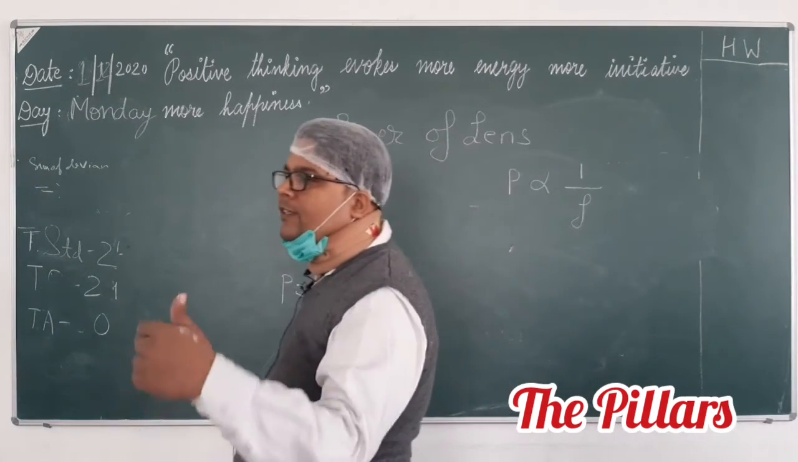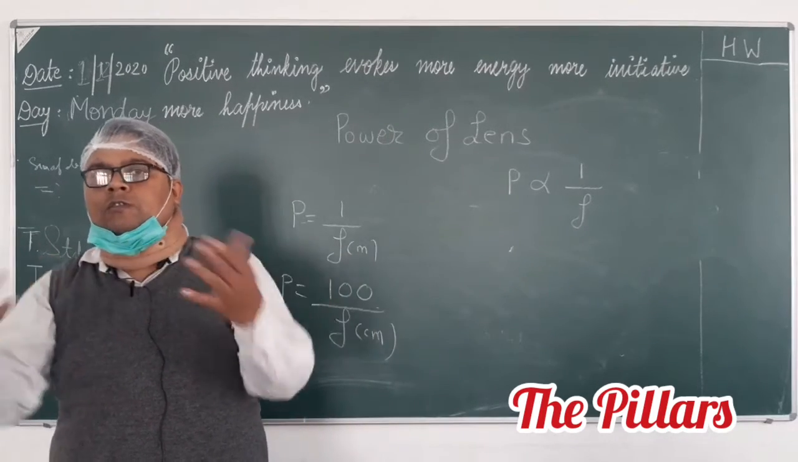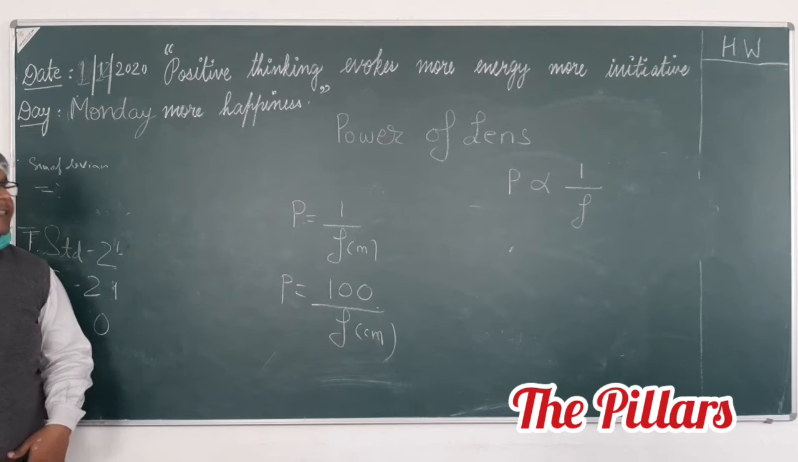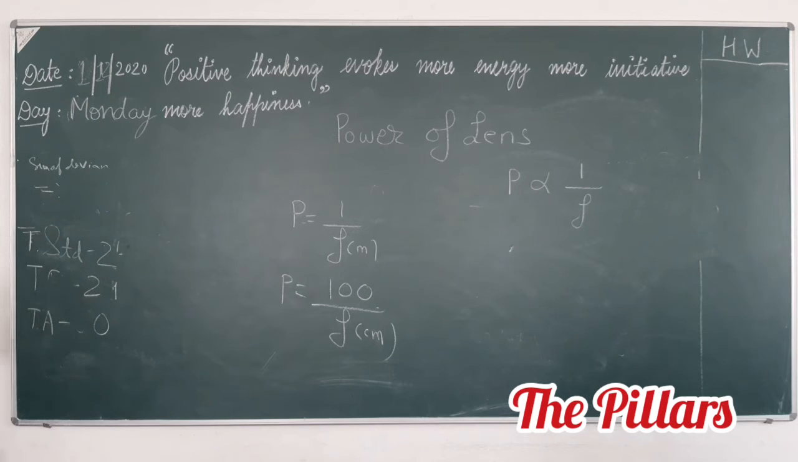See, a question based on this can be asked. They can ask you about combinations. Suppose 3 or 4 lenses are combined together. I will give a side. Take a note. We will do some numericals based on this.